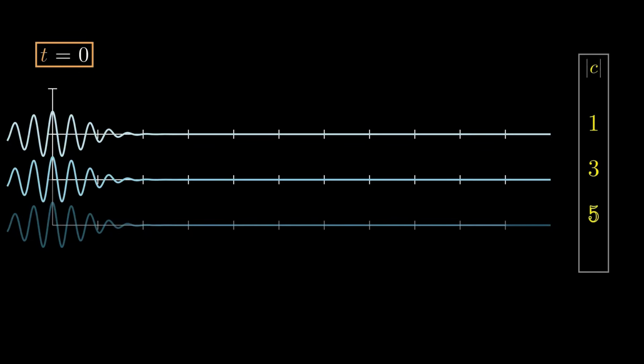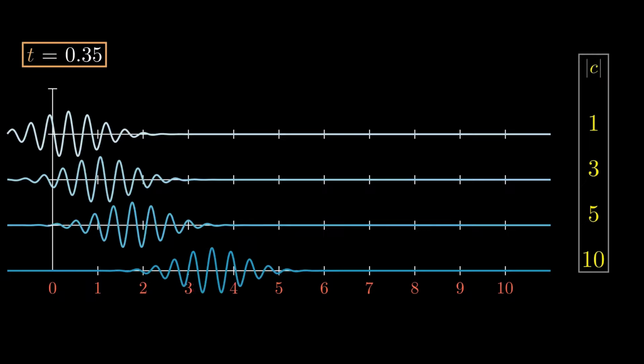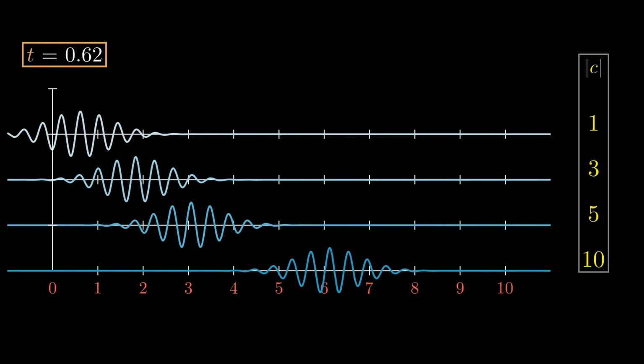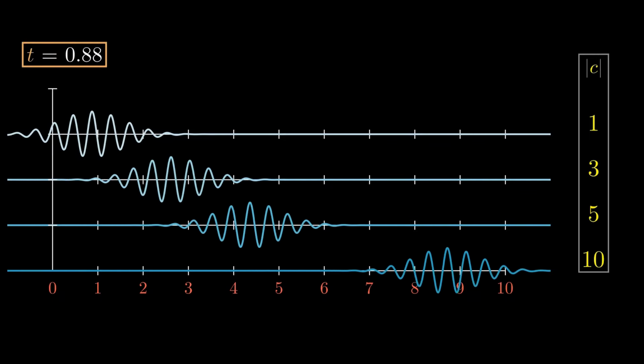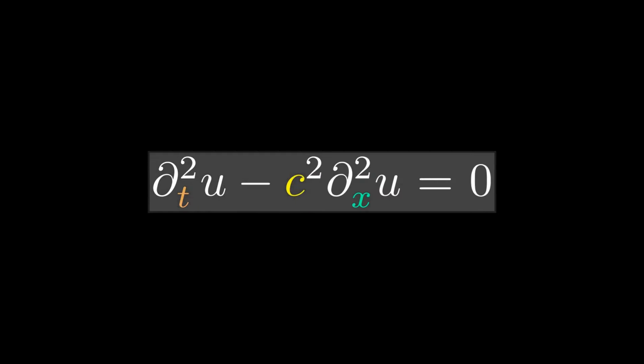Here is a simple illustration. After some point in time t equals 1, if c is 1, then the wave will have traveled a distance 1. If c is 10, then the wave will have traveled a distance 10. For simplicity, in this video we will use the unit speed c equals 1.